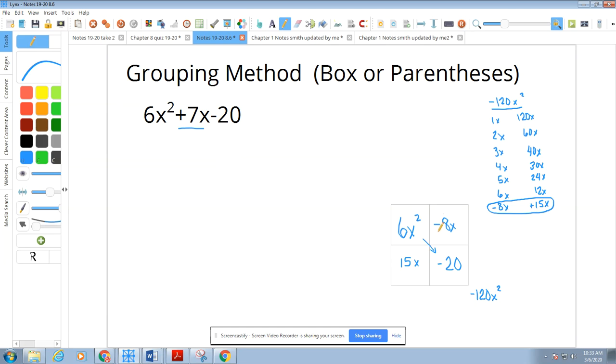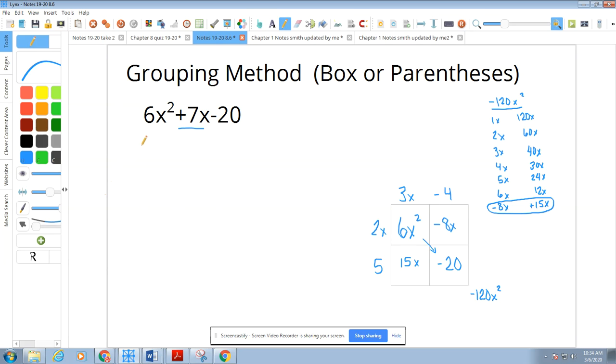Then I pull out the GCF of each row and each column. So the GCF of my first row is going to be 2x. And because my first box was positive, that's why I pulled out a positive GCF. In my bottom row, my GCF will be 5. My first column, my GCF will be 3x. And then my second column, notice my first box is negative, so I'm going to pull out a negative GCF. So it'll be negative 4. And that's how I factor using the box.